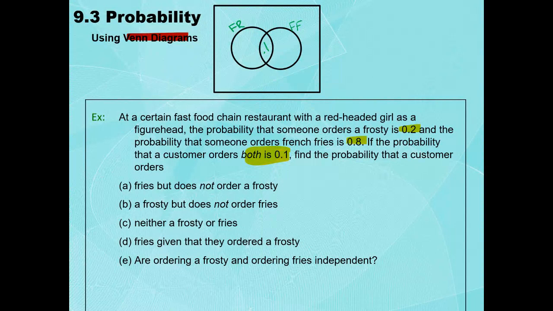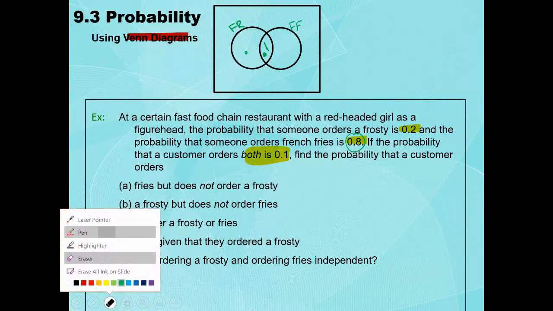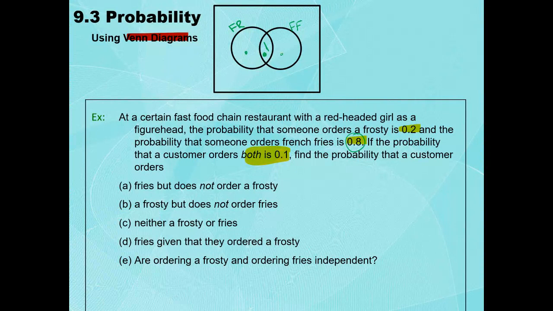So this whole French fries circle, the probability they order French fries is 0.8. But I want this whole thing to be 0.8. So this part where it's just French fries is 0.7. This part where it's just, darn, I wrote it in the wrong place. This is just 0.7.